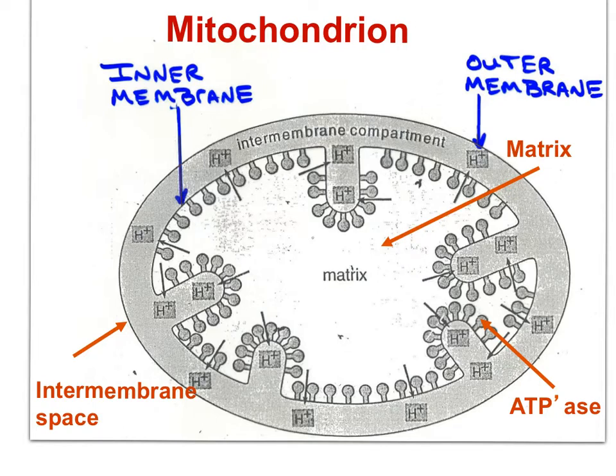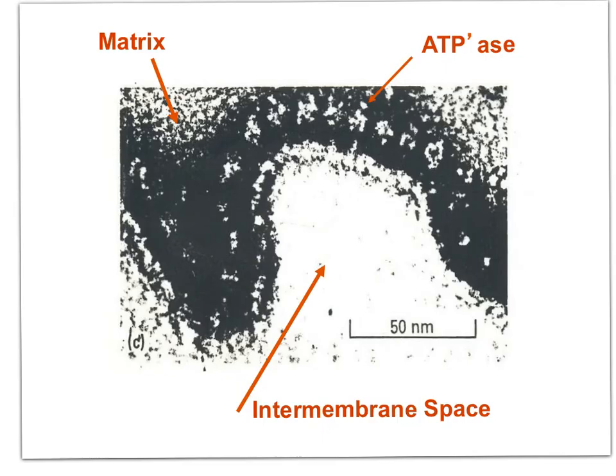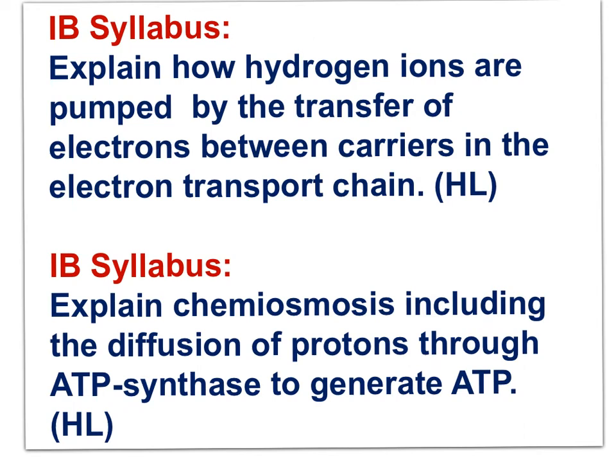What this diagram does not show is the electron transport chain, the electron carriers embedded in the inner membrane. Here is an electron micrograph of the inner membrane. The ATPases can be seen projecting into the matrix. This is the intermembrane space. So now we're ready for these two IB syllabus statements.